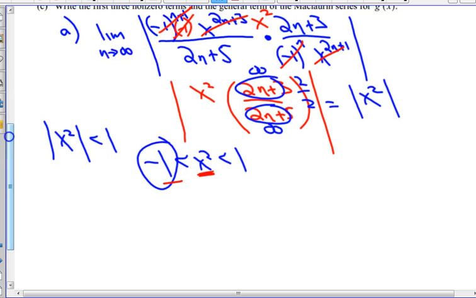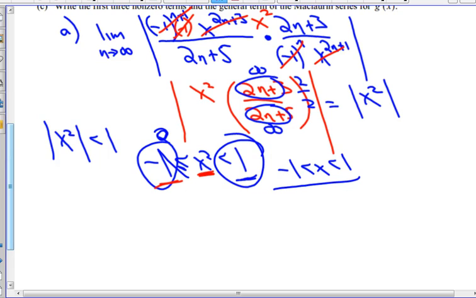So it's kind of silly to say it's bigger than negative 1. I could really say it's greater than or equal to 0. So I've got x squared is going to be greater or equal to 0 over here, and it's less than 1. I will take the square root, and the square root of 1 is plus or minus 1. So it turns out x ends up in between negative 1 and 1. Because here, the square root of 1 is plus or minus 1.